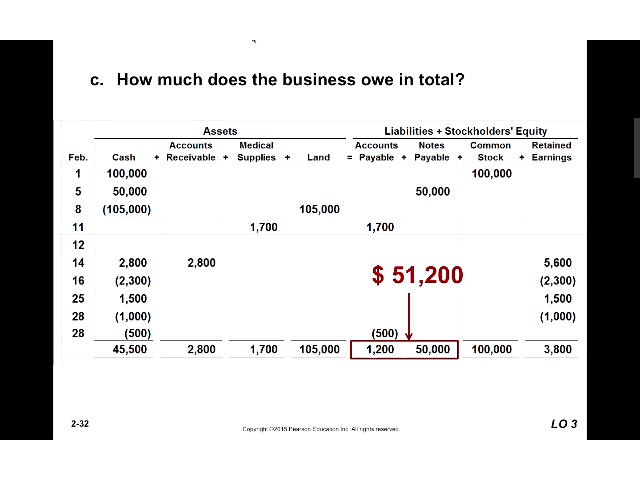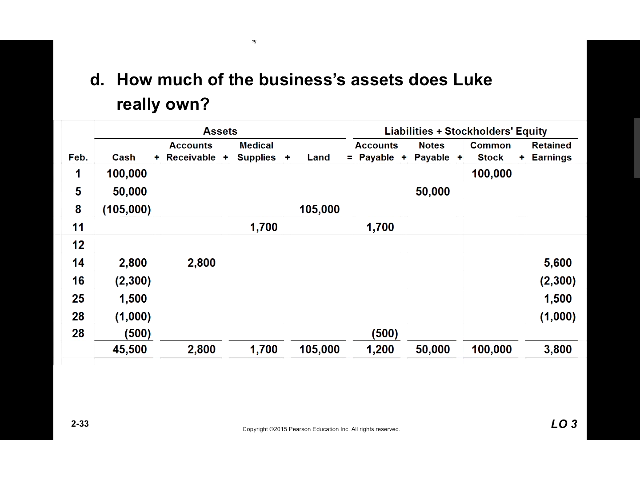The next question, so I have 2 more questions with this, is asking, how much of the business assets does Luke really own? This goes back to several days ago when we talked about how I have assets, and I have debts, liabilities I owe. So if I take what I own, subtract what I owe, I get my net worth. This is asking for the net worth of the business, which is the equity of the business.